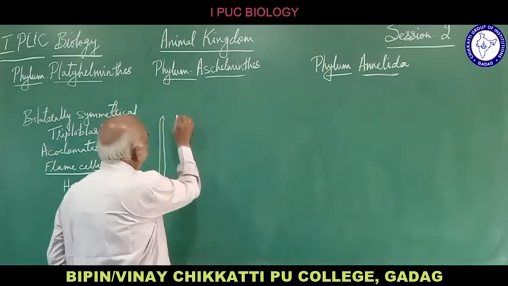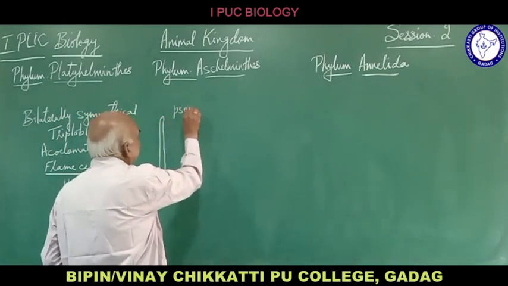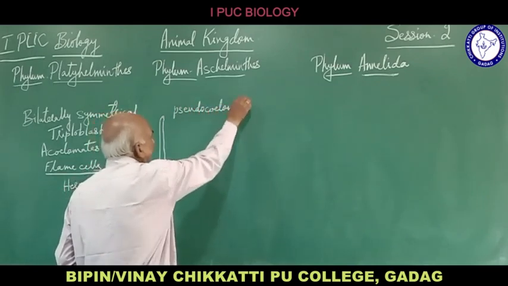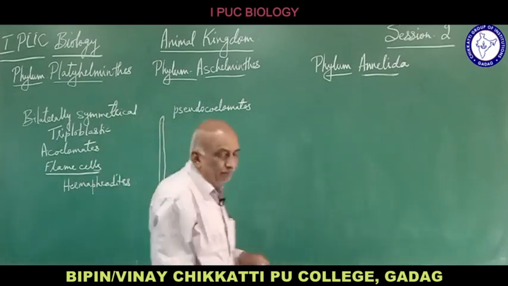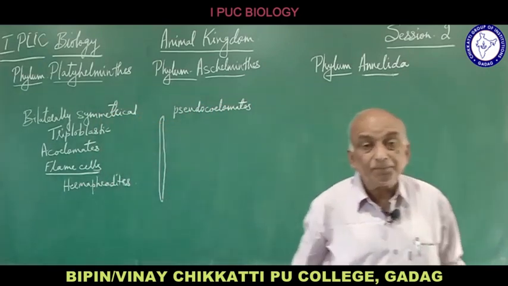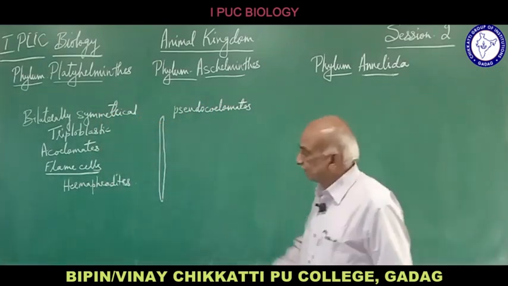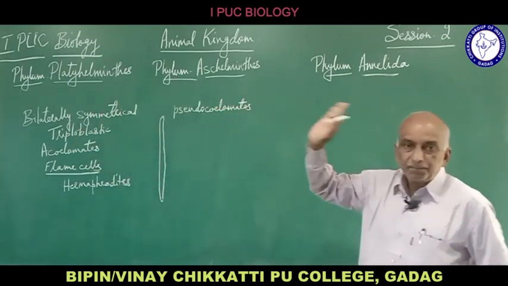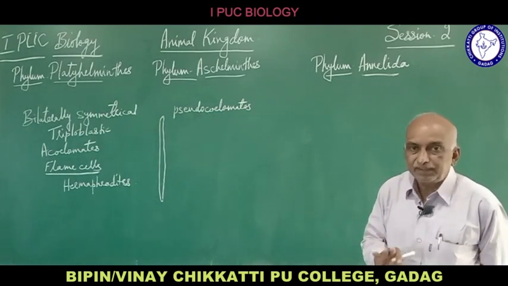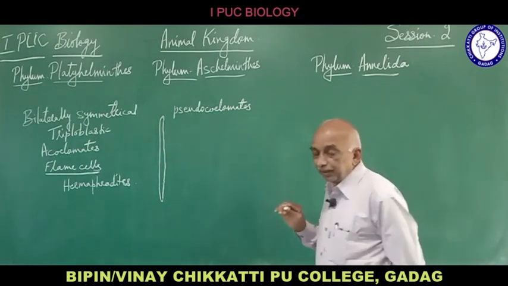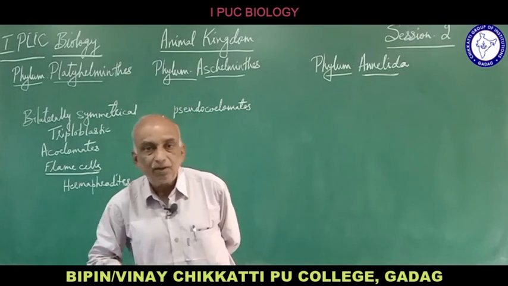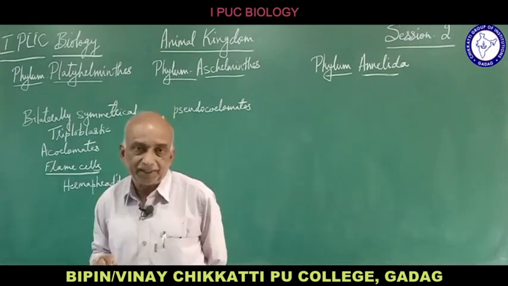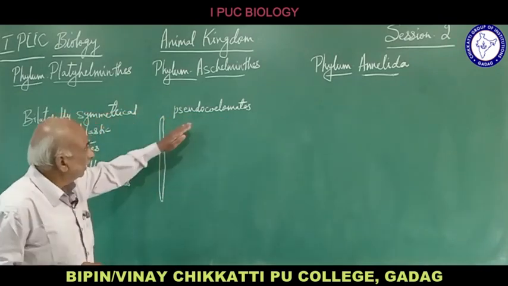Then another important character is that these are pseudocoelomates. That means false coelom. Coelom is there, but it is not lined by mesoderm. That is called a false coelom. In some groups coelom is completely absent, but here coelom is present, but not a true coelom. The mesoderm layer is absent in the coelomic cavity. That is another character of this Aschelminthes.